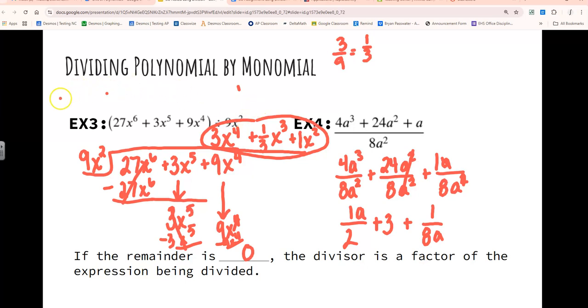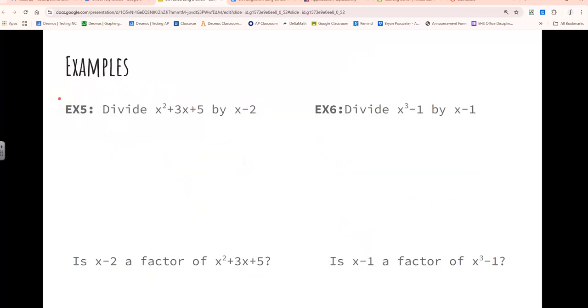All right, so let's look at some more stuff for this one. These are going to ask us to divide by a binomial in these cases. Whenever I'm doing this, it's going to be a little bit different. I'm not going to just divide each term by x minus 2. I'm dividing x squared plus 3x plus 5 by x minus 2. So that looks like this. I'll have x squared plus 3x plus 5, and then I've got x minus 2.